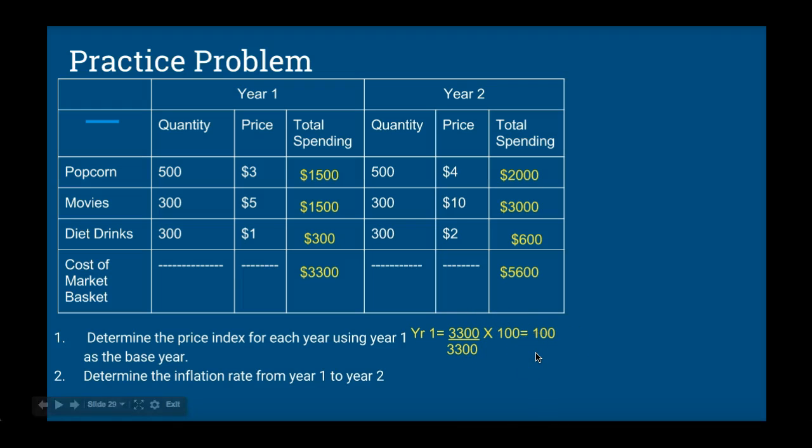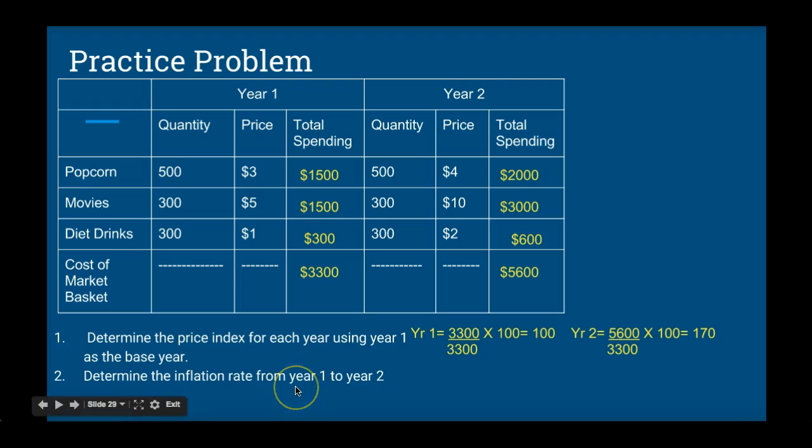So now let's do year 2. For year 2, I'm going to take 5,600, which is the total cost of my market basket in year 2, divided by the base year market basket, which is 3,300. So 5,600 divided by 3,300 times 100 will give us a price index of 170.